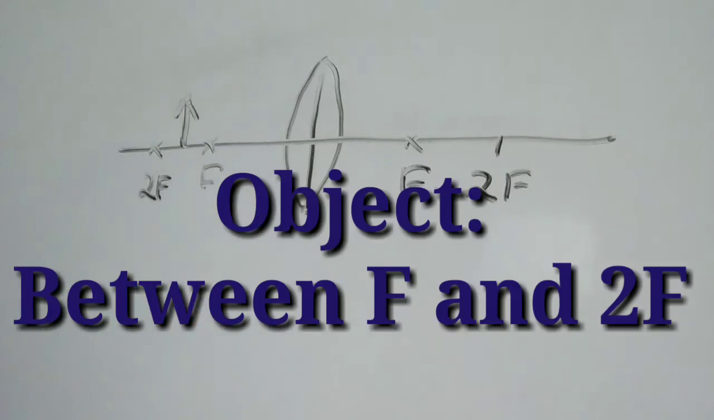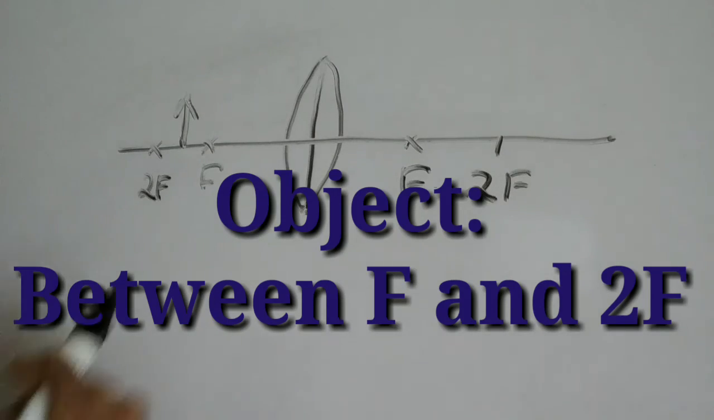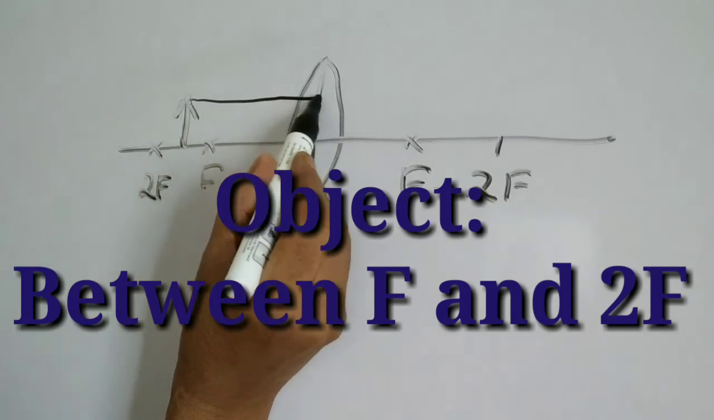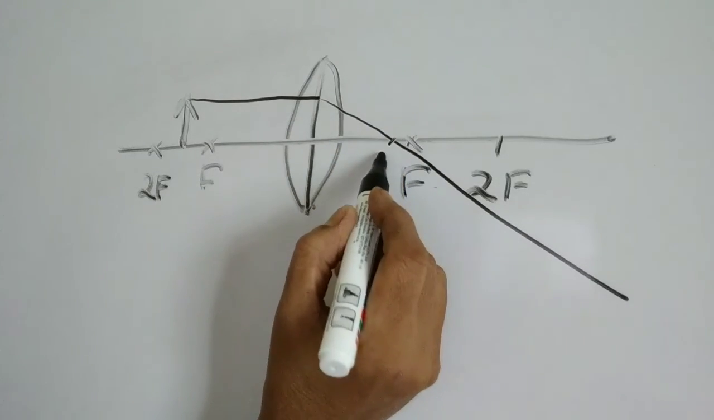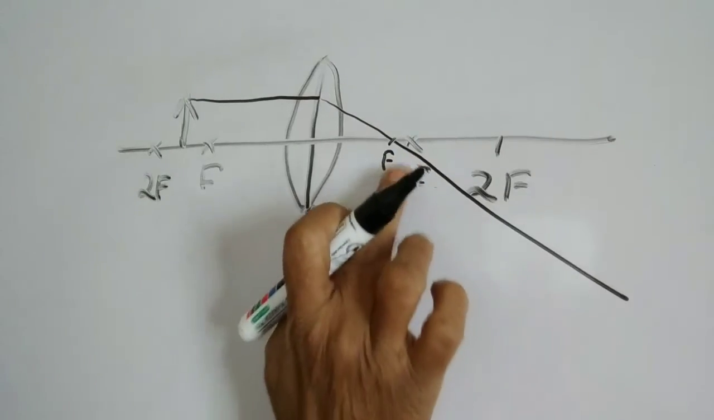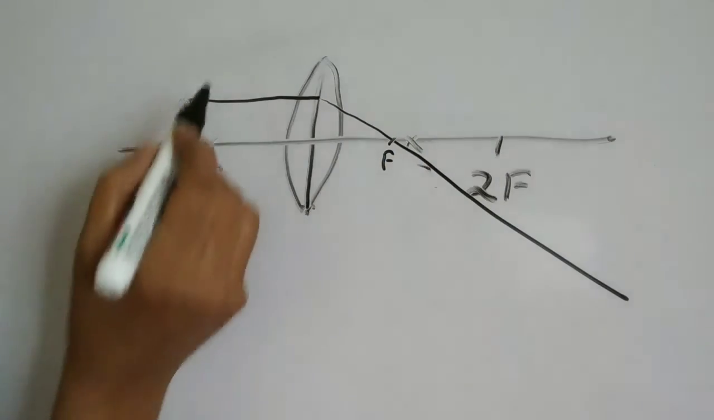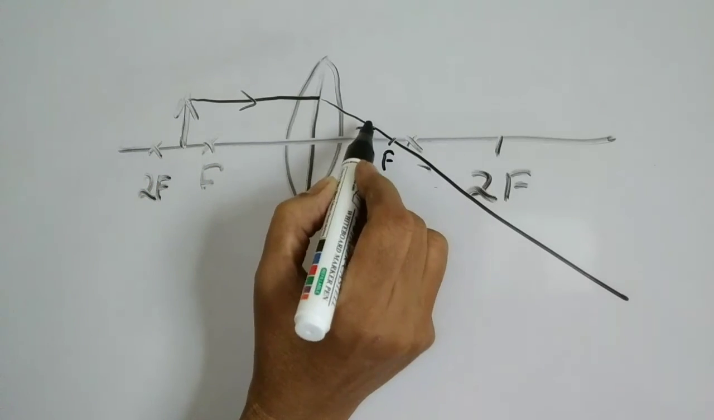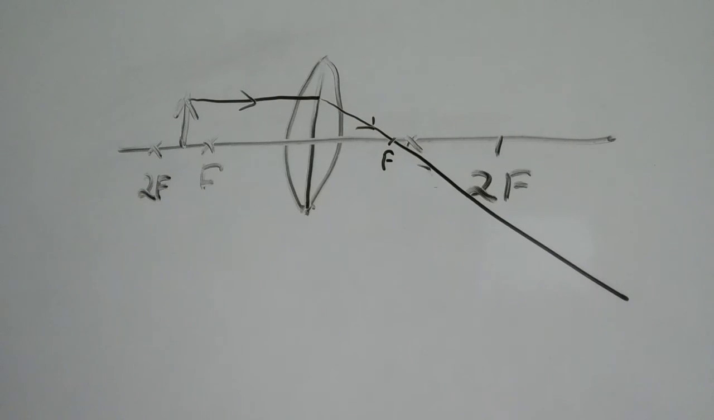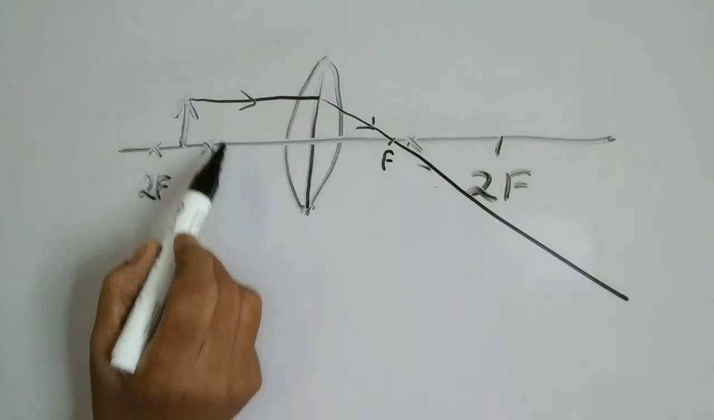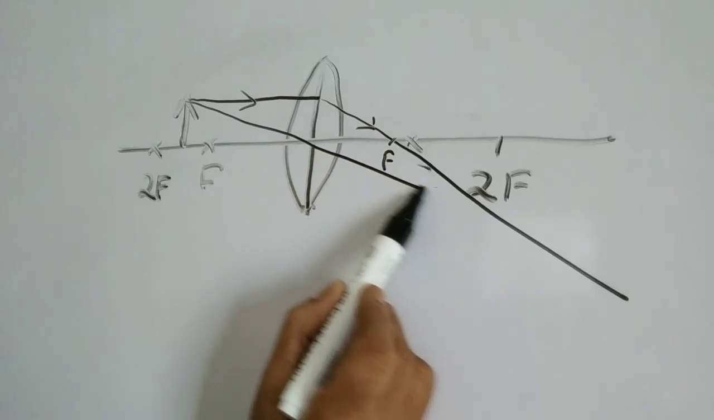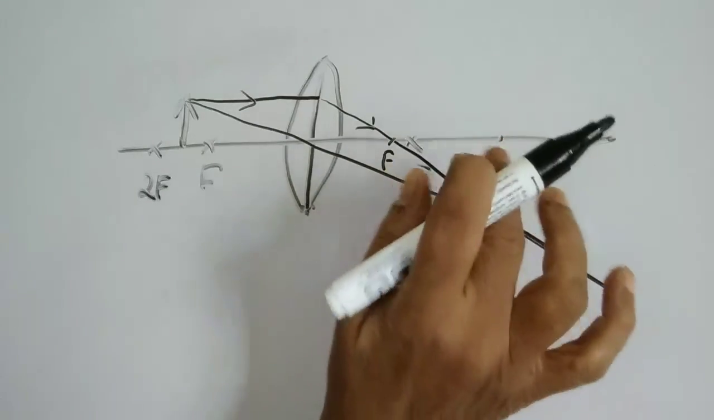We are placing the object between F and 2F. In that case, the ray parallel to the principal axis, after refraction, passes through the focus. This is the focus. Mark the arrows. That is very important in ray diagrams. And the ray passing through the optical center reaches here.